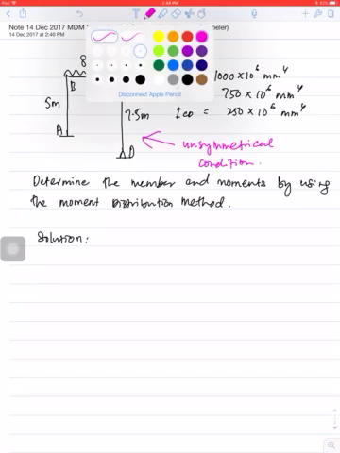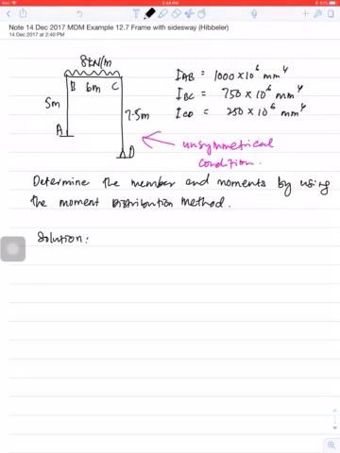So to start the solution, we know that to determine the member end moment for side sway frame, we have to use this formula. This is the final end moment, and this is equal to M naught plus R divided by R prime times M prime. This equation actually comes from the principle of superposition.